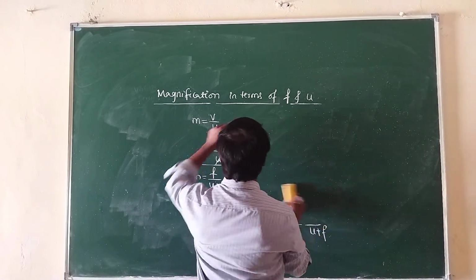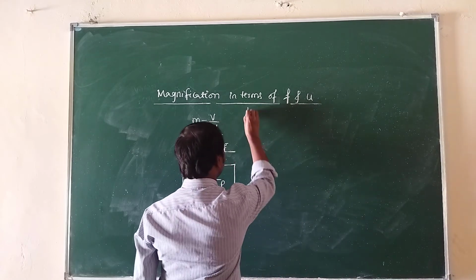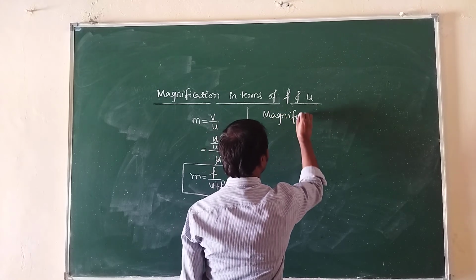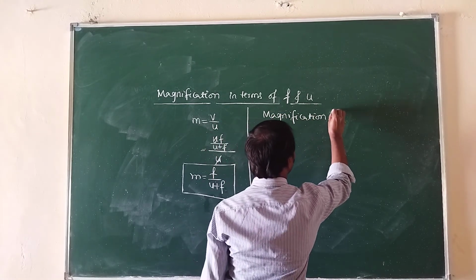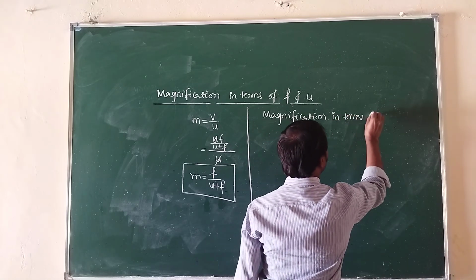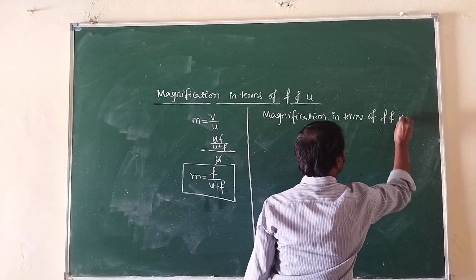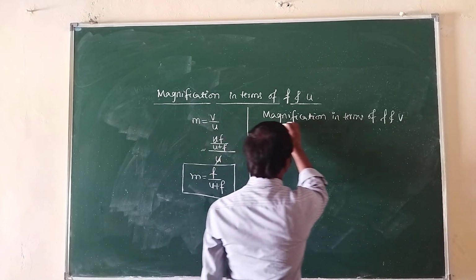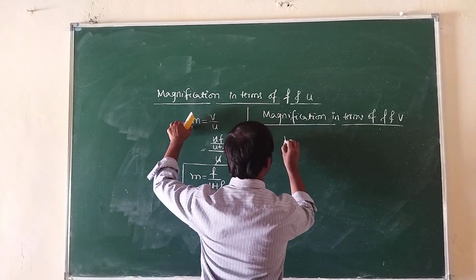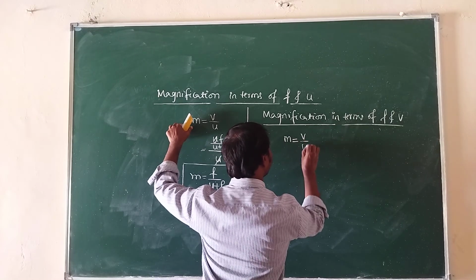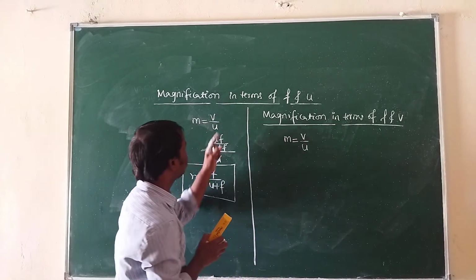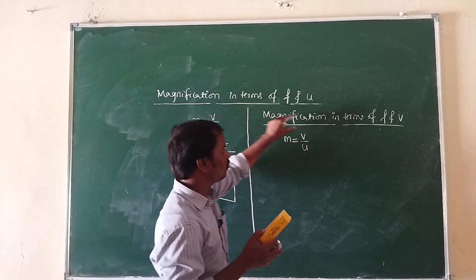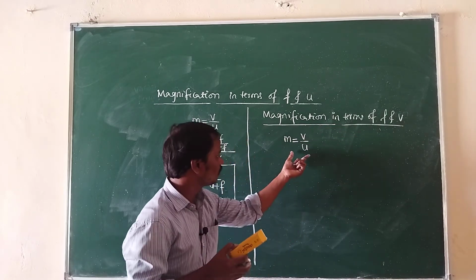magnification in terms of focal length and image distance. Focal length can be represented by f and image distance can be represented by v. So once again, by using the formula m is equal to v by u, we have to replace u here. If we need magnification in terms of focal length and object distance, we have to replace v. But if we need magnification in terms of focal length and image distance, we have to replace u.